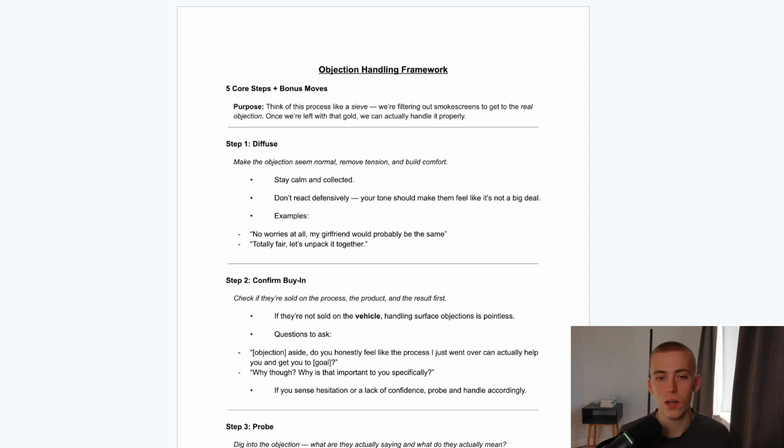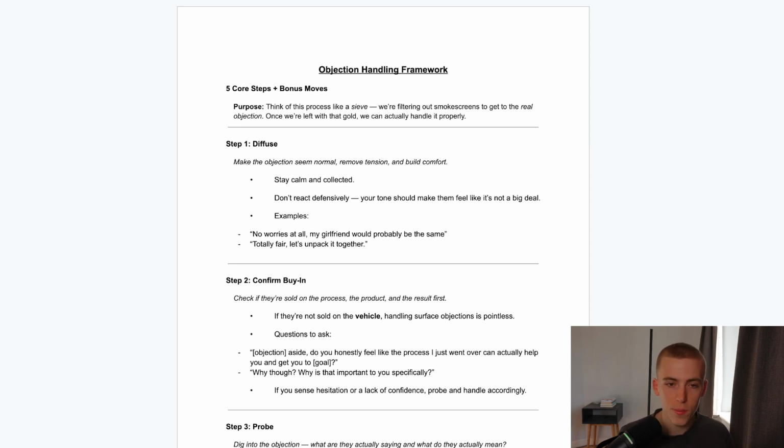Okay, so let's start straight away. So there's 5 main steps, couple bonus moves as well. But the purpose of this framework is for you to think of it like a sieve. You know, when you're draining pasta, or I don't know, you're making peas and you're draining it, the sieve you use to filter out the water, you can see that as what we're using to filter out all the smoke screens to get the real objection. Once we're left with that gold, you can actually handle it properly. So you can see it as you're just getting rid of all the bullshit and all the stuff that's not really real to get to the true objection.